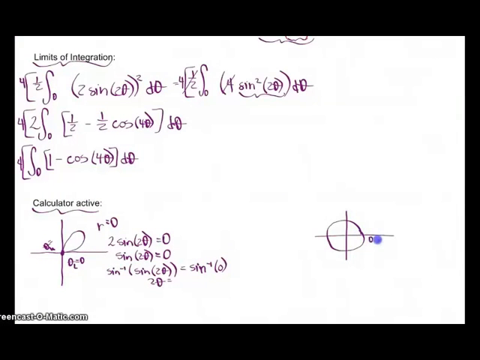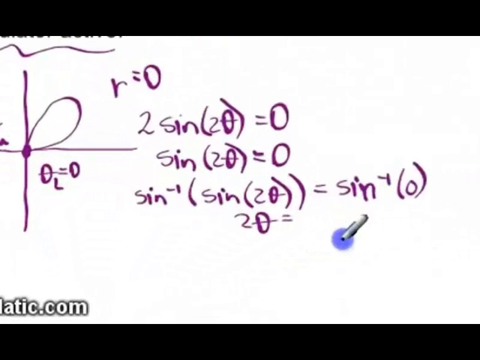Here's 0, it's also 2 pi, and here's pi. And so sine is 0 here, and sine is 0 here. So theta measures definitely of 0 and pi and 2 pi. There are the first three where the sine of theta equals 0. Well, we don't have theta, we have 2 theta.